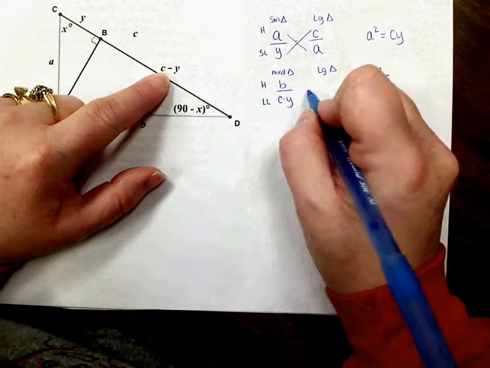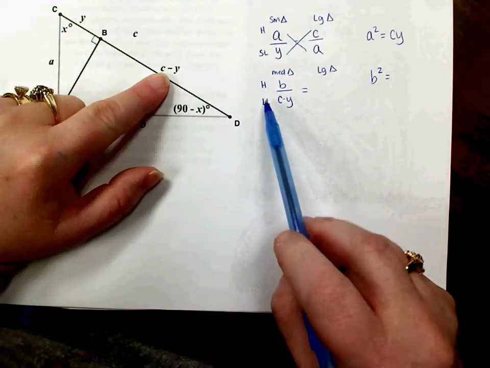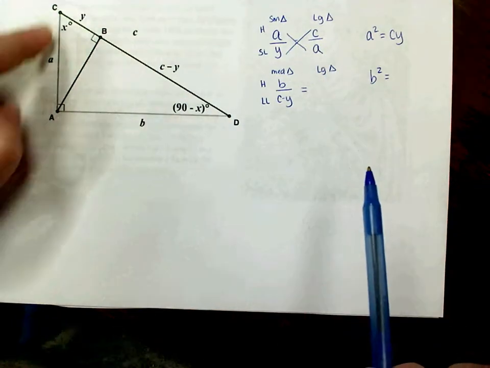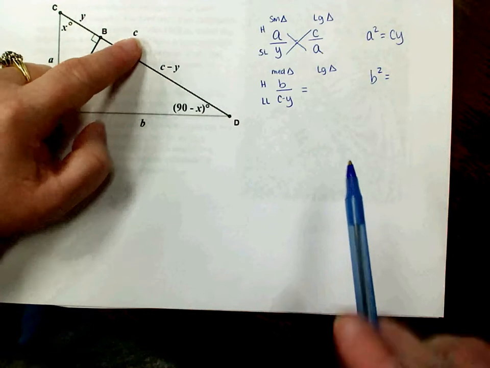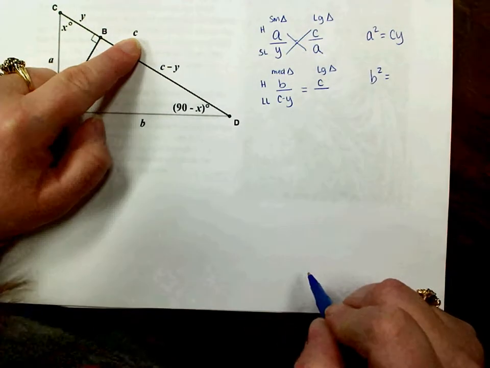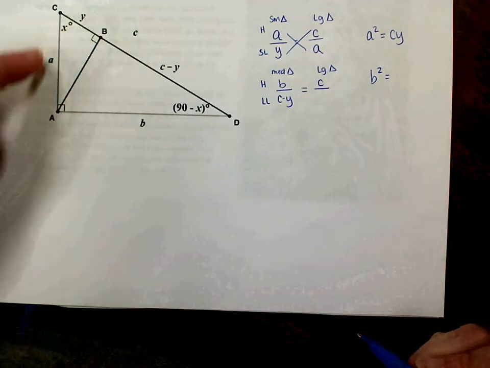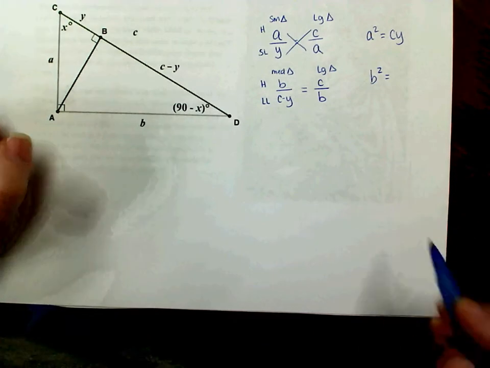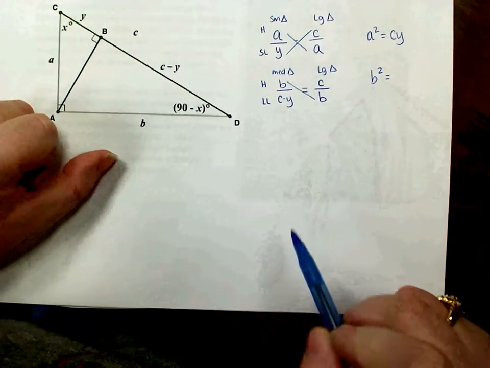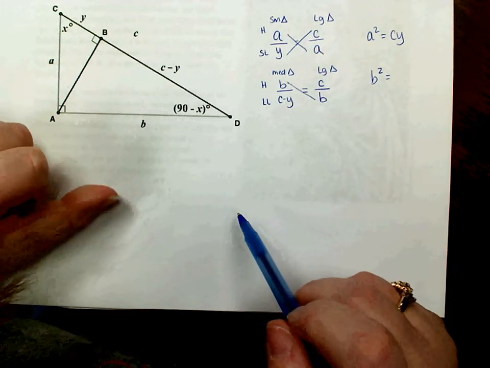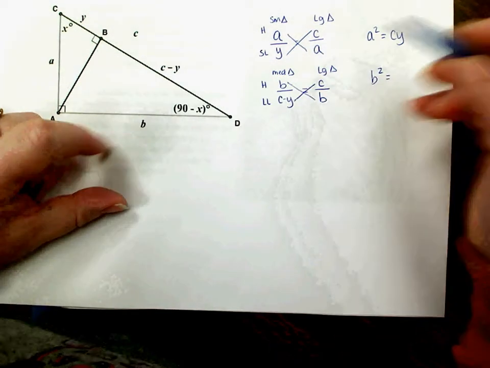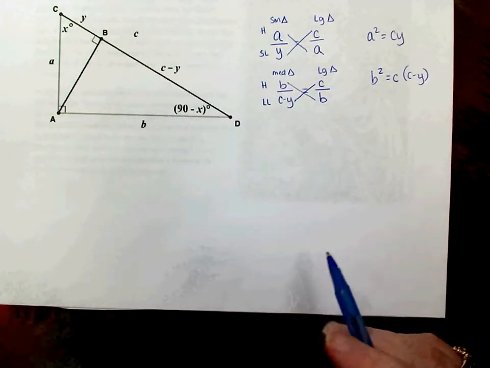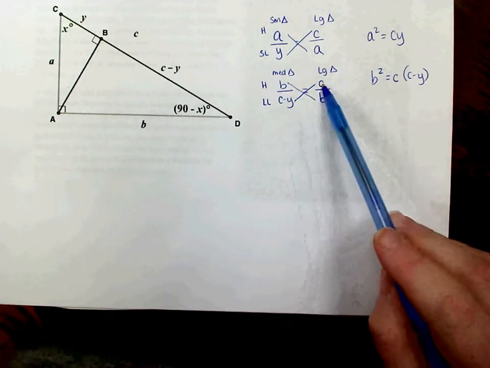So I'm going to set up my second ratio as hypotenuse over long leg, but I'm going to use the large triangle this time. Remember, the hypotenuse of the largest triangle is this whole length, which we call C. And the long leg of the largest triangle is the B. And so now you can see where the B squared came from: B times B, solving that proportion. Now, our other cross product here is multiplying C by C minus Y. Notice I put that in parentheses because I'm multiplying C by this whole expression.